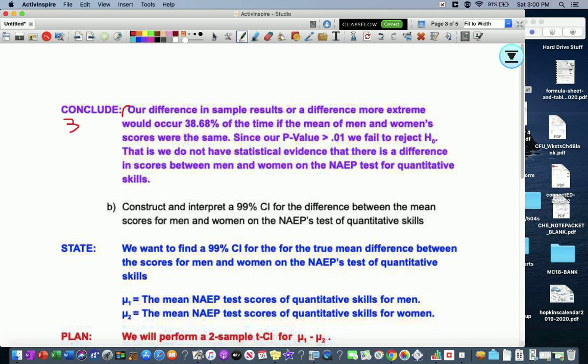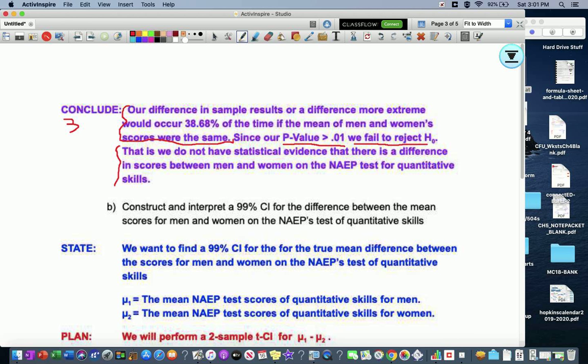Can you tell me what the p-value means in the context of the problem? That's kind of this first part. It's basically the percentage of your result or one more extreme happening if the null hypothesis is true. Then showing me that you compared your p-value to a significance level, and whether you reject or fail to reject. That's the second part. The last part, what does it mean in context? Do we have statistical evidence or don't we have statistical evidence to suggest the alternative?